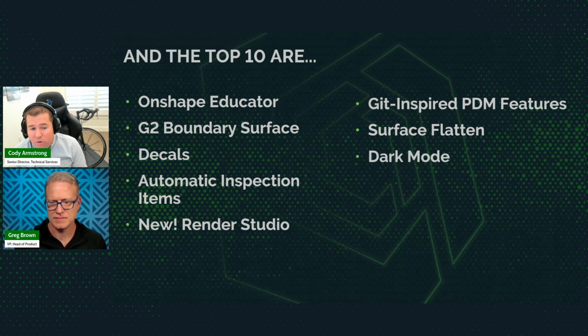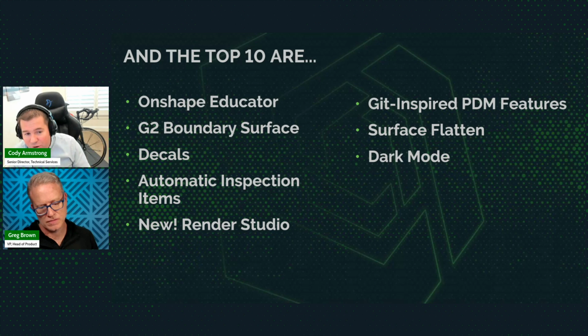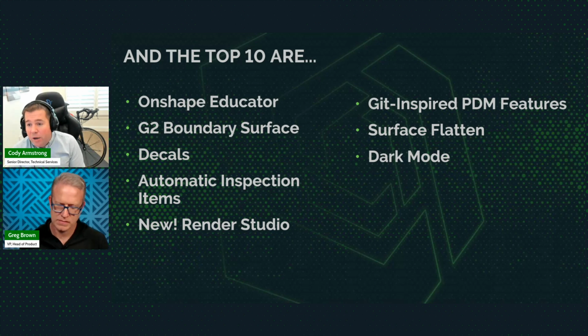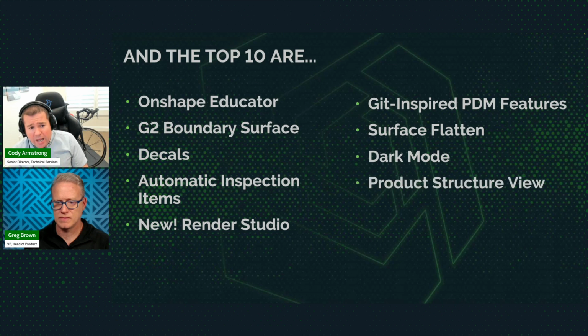Dark mode coming in at number 3. I think this one is something that people turn on and leave on and have been requesting for some time. If you have dark mode on in all your other applications, great. Now you can turn it on in Onshape as well. Product structure view. This is something I showed you a moment ago, an entirely new way to navigate your product. Rather than using folders and your documents, you can navigate using a natural means of navigating the product's structure.